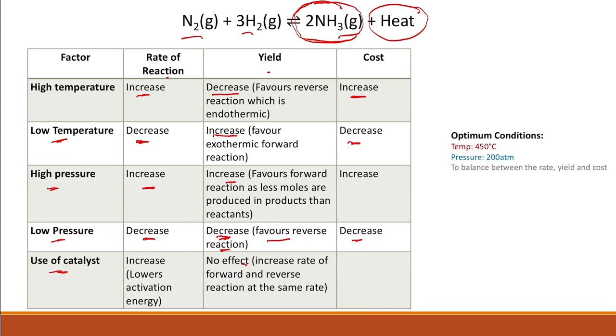So these are the optimal conditions, and the use of the catalyst will allow us to increase the rate and allow us to use lower temperature. So that will reduce the overall cost of this process.